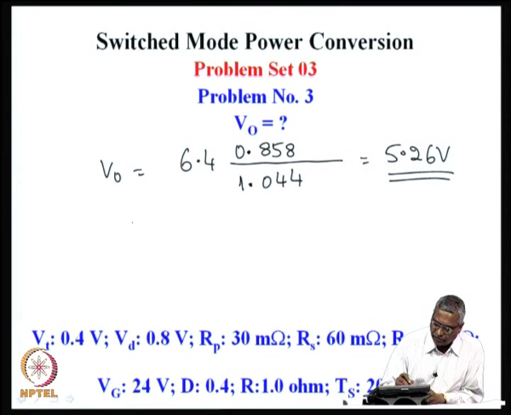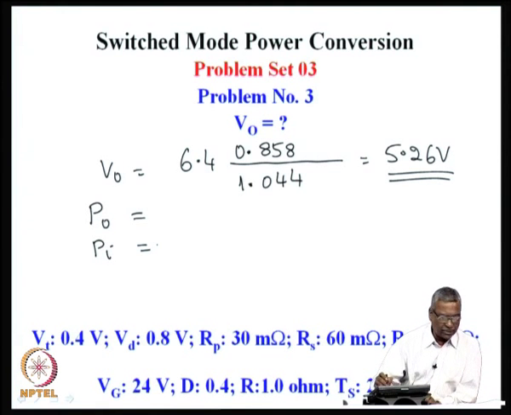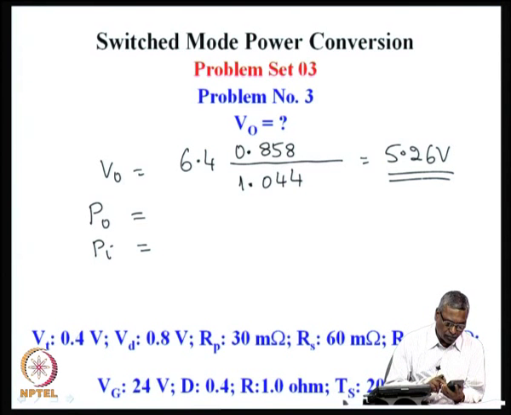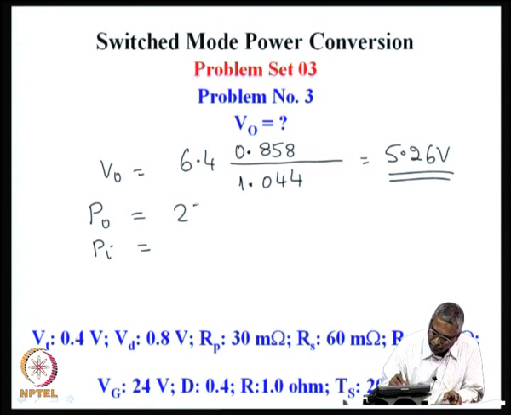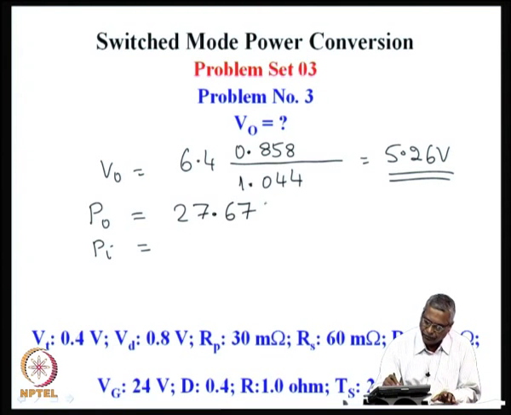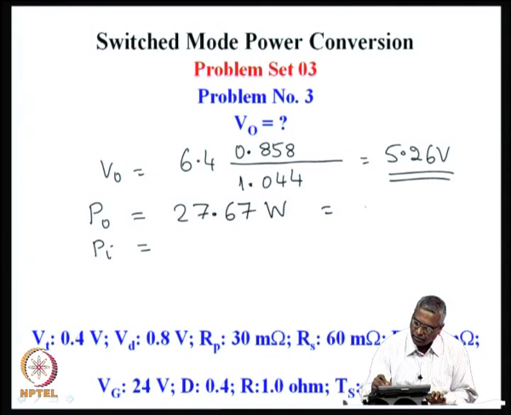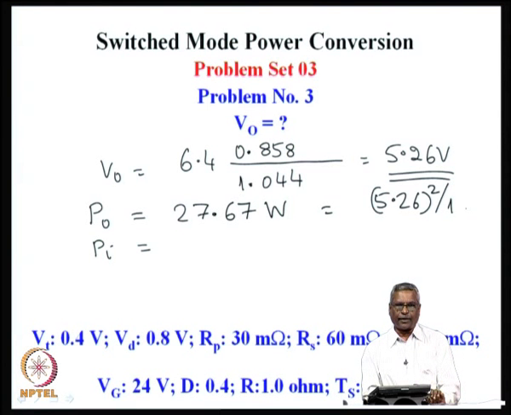Now, from this it is possible for us to find out what P naught and Pi are. So, P naught will be the output voltage 5.26 whole square divided by 1 ohm, because our load is 1 ohm. So, this is 27.67. This is just 5.26 square divided by 1 ohm, V square by R.